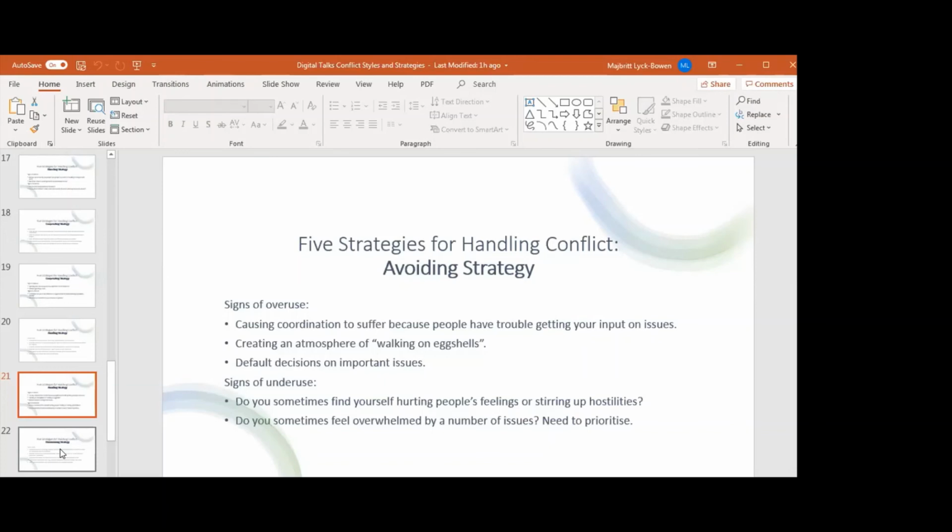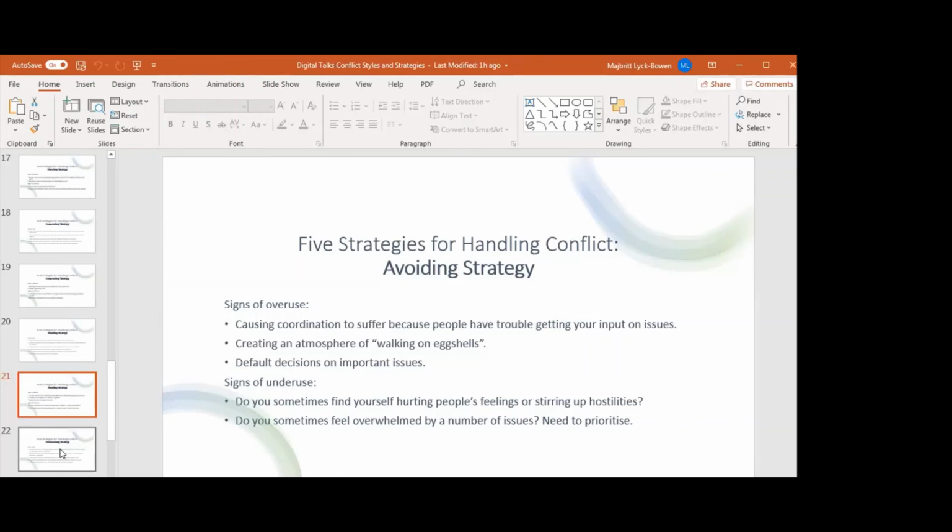A sign of underuse is obviously where you find yourself constantly in situations where you are perhaps hurting other people's feelings. People feel that you're constantly creating problems, confrontations, conflicts. That's one sign that you might not be using the avoiding strategy enough.